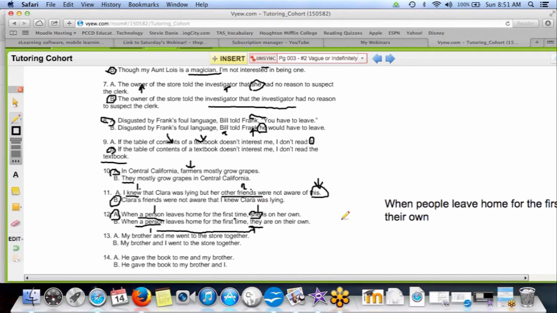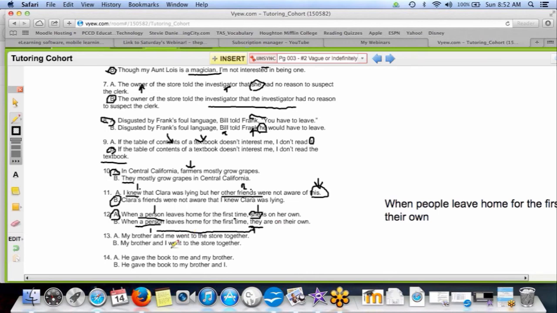Okay? So everybody, we talk B. I talk B, too. But when you write, you have to be grammatically correct. And so if we have a singular subject, it has to be a singular pronoun. Now, if I change this and I said, when people leave home for the first time, now I can say they are on their own, right? Now I can say that if I make my subject plural.